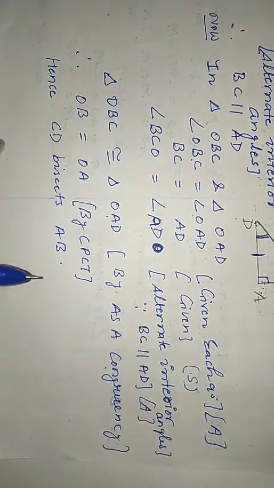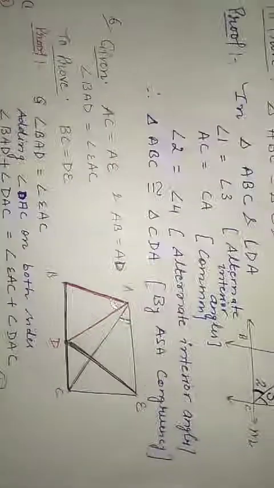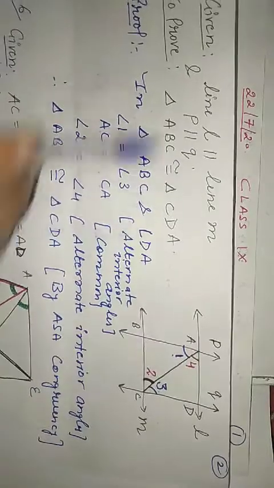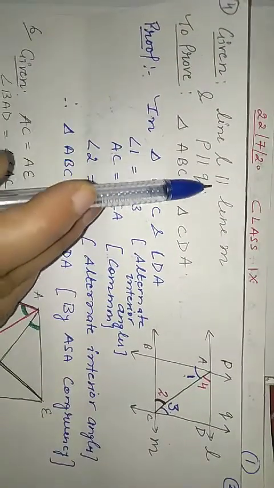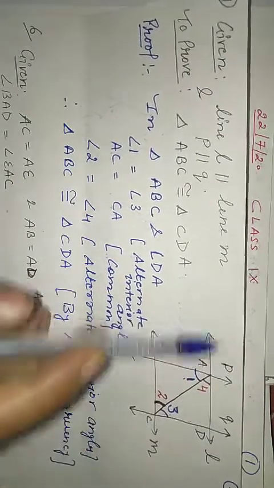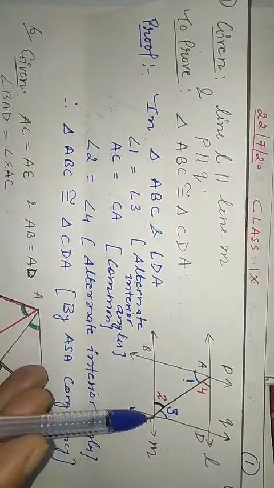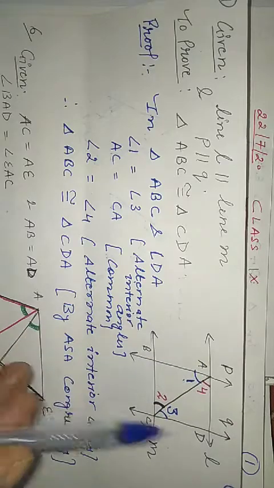This is hence proved. Now the next question, the fourth question we are taking. L and M are two parallel lines intersected by another pair of parallel lines P and Q. We have to prove that these two triangles are congruent. So here the figure is given, line L parallel to line M, and P and Q are both parallel to each other. So what do we want to prove? We want to prove that triangle ABC is congruent to triangle CDA.